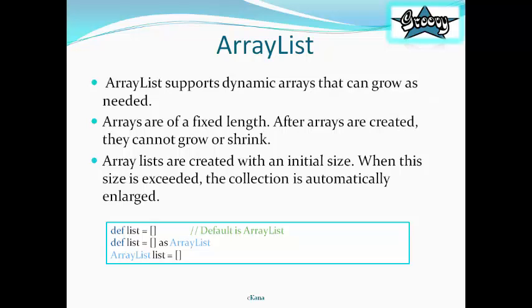Now let's see the various ways to create an array list. We can write def list equals to empty brackets. This is a default array list. Then we can define def list as an ArrayList, and we can also write the ArrayList keyword before the variable. That would also be an array list. So these are the various ways to define an array list.